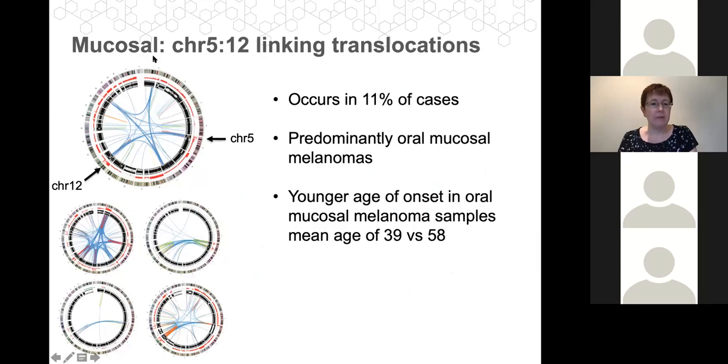So in mucosal, you particularly see chromosome 5-12 linking translocations, so chromosome 5 with the TERT amplifications and chromosome 12 with the CDK4 and MDM2 amplifications. So it occurs in 11% of cases in mucosal melanoma, and these are predominantly oral mucosal melanomas. If you just look at the oral mucosal melanoma tumors, the ones with these linking translocations tend to have a younger age of onset.